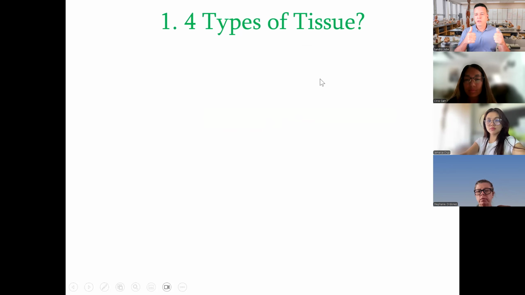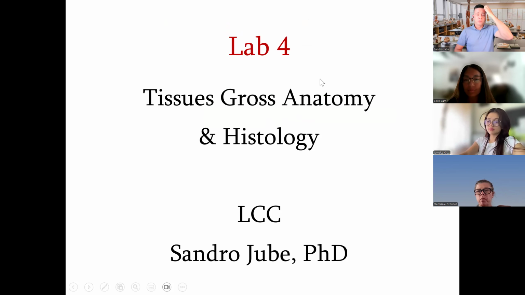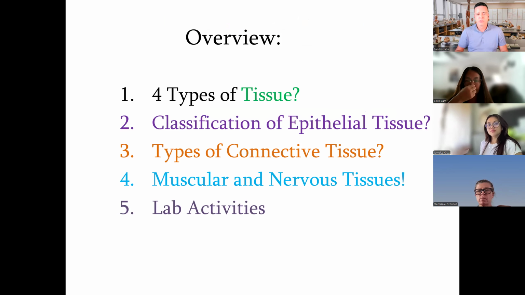Can everybody see my screen okay? Okay, folks. So let's go over lab 4. Lab 4 discusses tissue growth, anatomy, and histology. So we're going to spend, again, a little bit of time talking about the types of tissues, classification of epithelial tissue, types of connective tissue, which we have 6 different types, and a little about the muscular and nervous tissue.